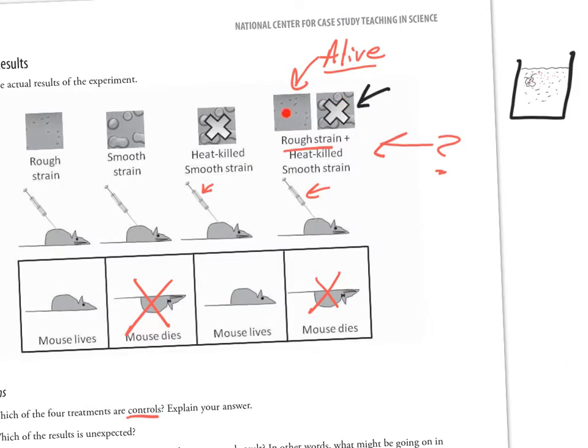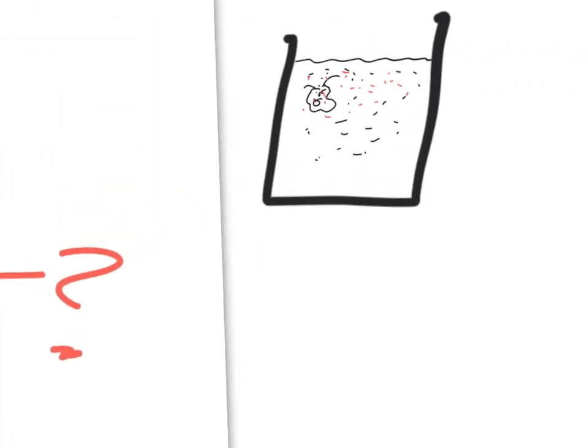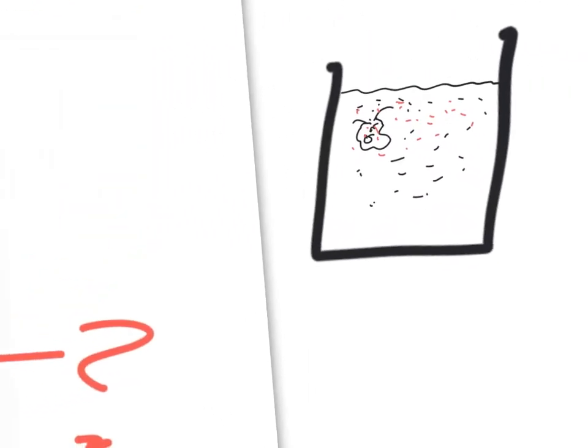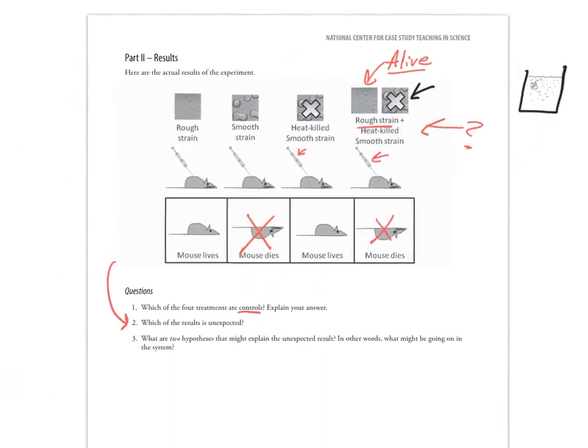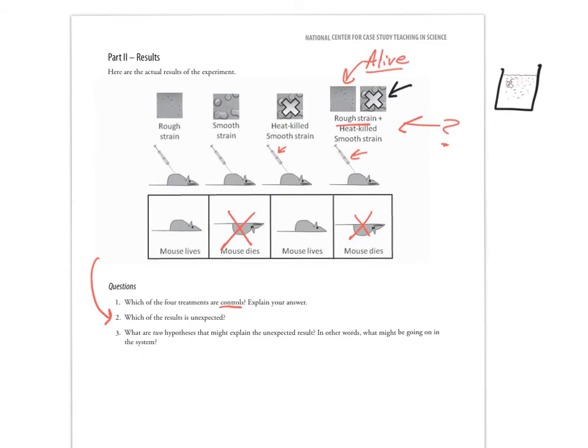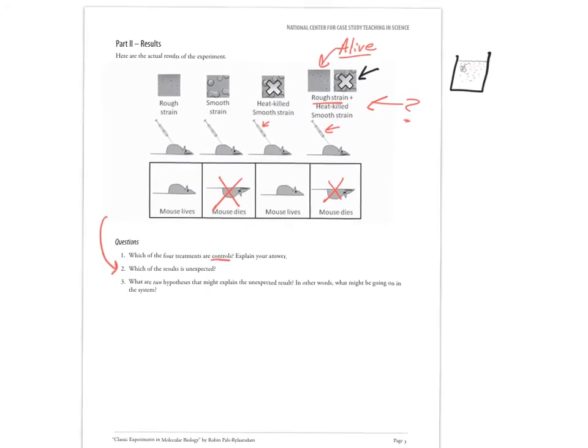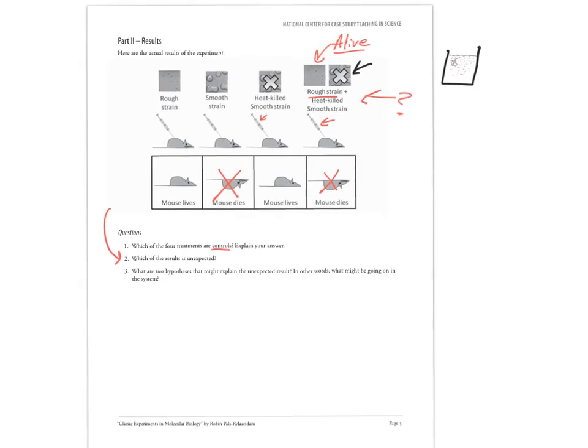Something happened to these cells that were alive, when some material in this soup got into the rough strain and made them change. Think about the context of what we're talking about. What was in there that got into the rough strain? Go ahead and explain that answer here for number 3.